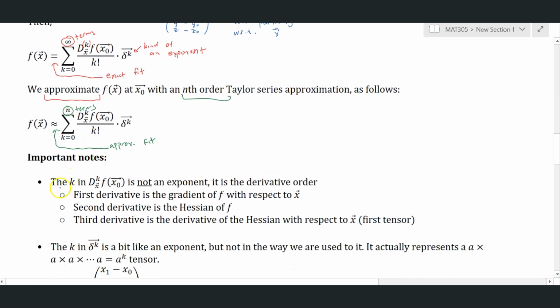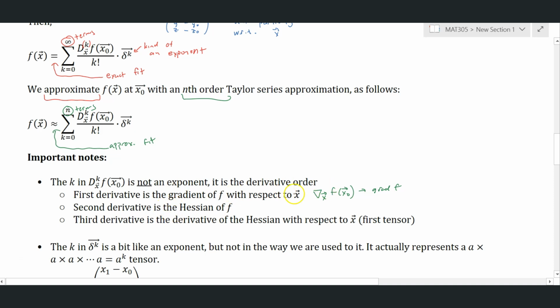Here are a few important notes. As mentioned, the k in the derivative tensor is not an exponent. It is the derivative order. So k being 5 would be the fifth derivative tensor. The first derivative, by the way, is just the gradient of f with respect to x, because that's what the first derivative is, which we might write as grad f.